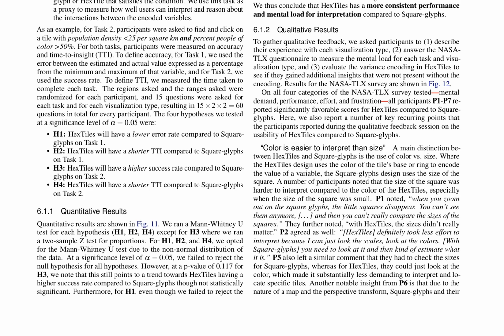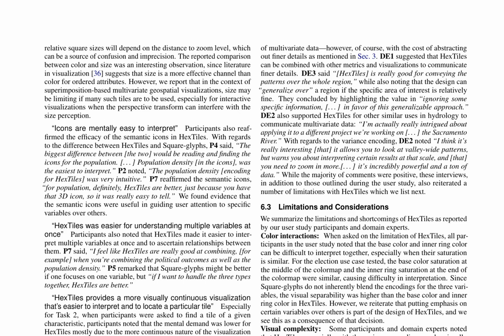NASA-TLX survey results favor HexTiles across all categories, highlighting the advantage of color encoding in terms of usability and mental load. The HexTiles design offers a novel superimposition-based visualization for multivariate geospatial data, showcasing its effectiveness in communicating data with a lower mental load compared to square glyphs. It incorporates semantic icons to guide user attention to specific variables.